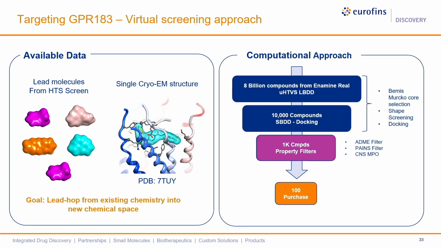Here is a quick overview of our computational approach, which starts with a large or ultra-large library for ligand-based approaches, where we use Bemis-Murcko core selection as well as shape screening. Then in the second step, we use a structure-based approach to generate additional virtual hits. These are then filtered down based on our in-house ADME filters, PAINS filters, CNS properties, and discussions with medicinal chemists. At the end of virtual screening, we purchased 100 compounds, and in the next slides I'll give you results on each of those approaches.